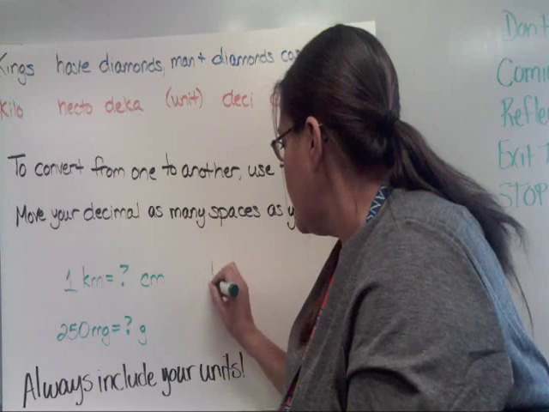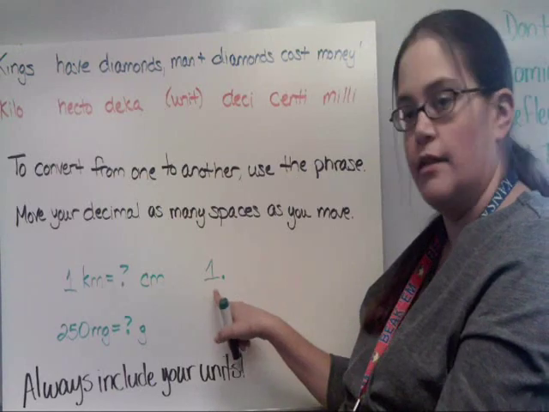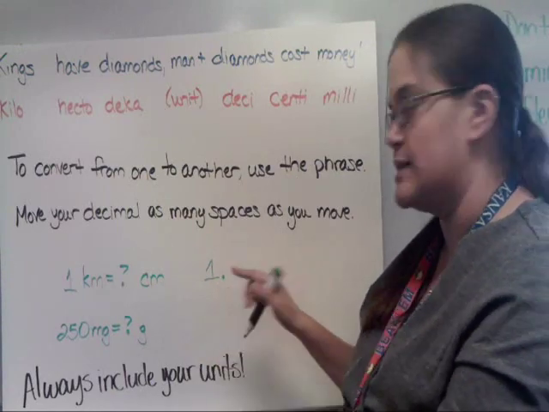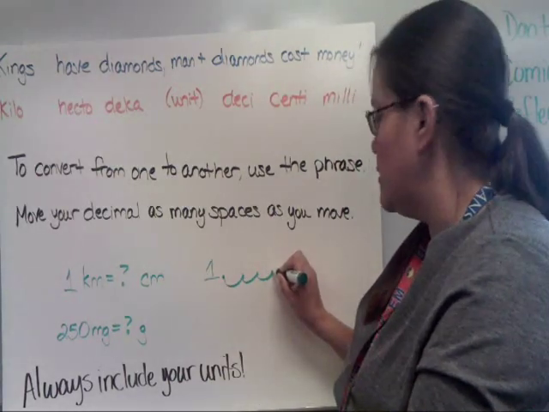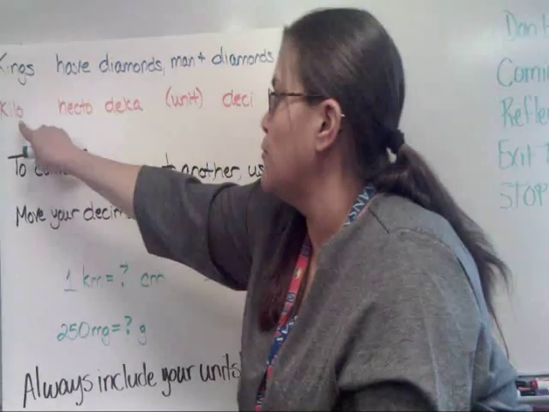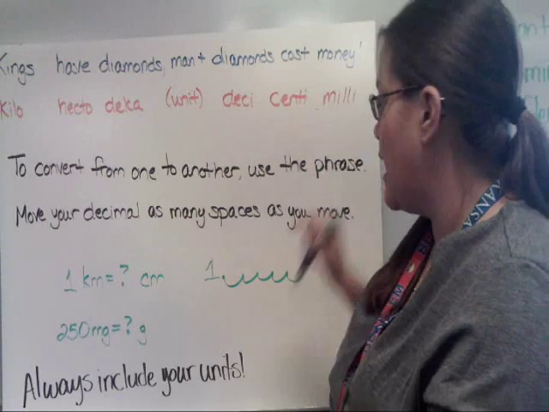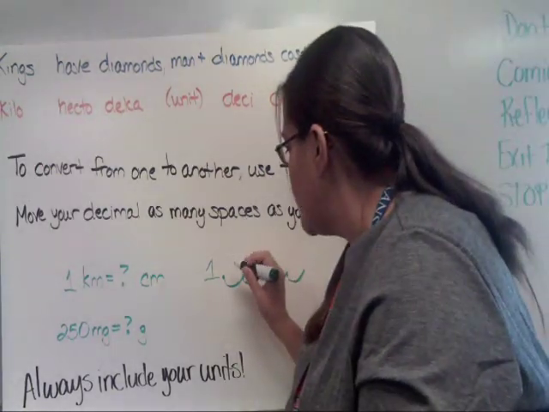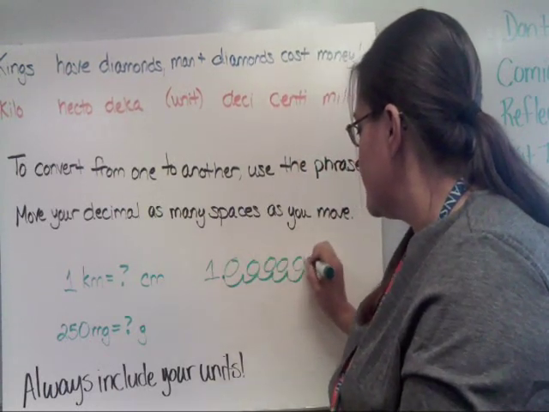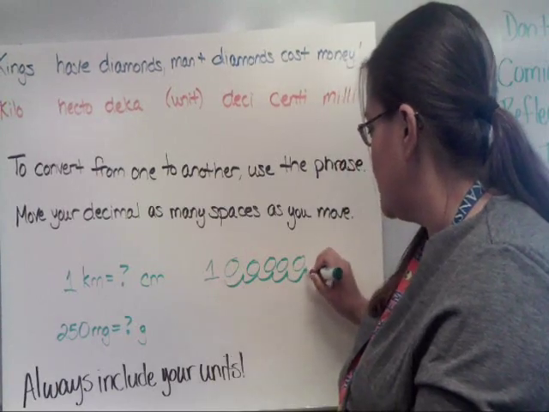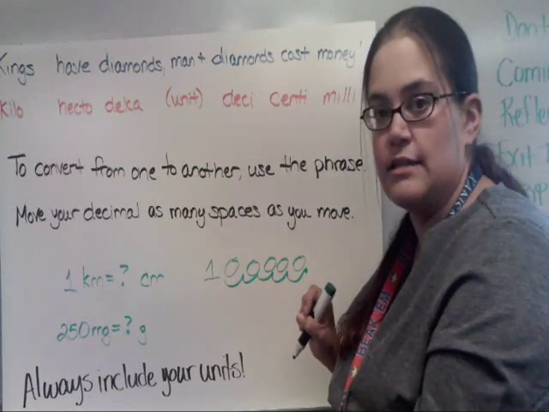So we have a 1 here, and the decimal always goes after the whole number. If you have a whole number, the decimal is always after it. We need to move it 1, 2, 3, 4, 5 places. Since we have these blanks, we have to put in zeros. Then move your decimal over here. So 1 kilometer is equal to 100,000 centimeters.